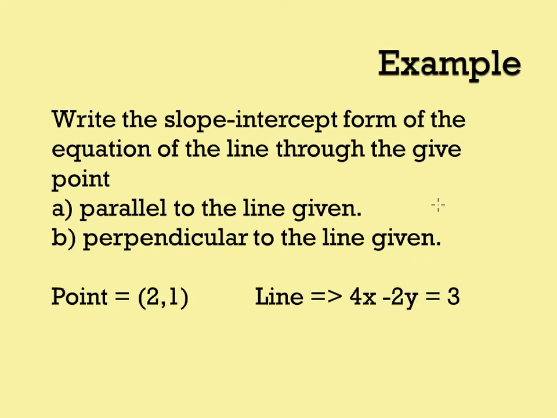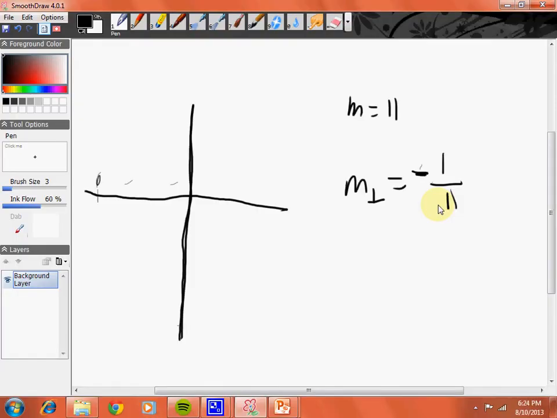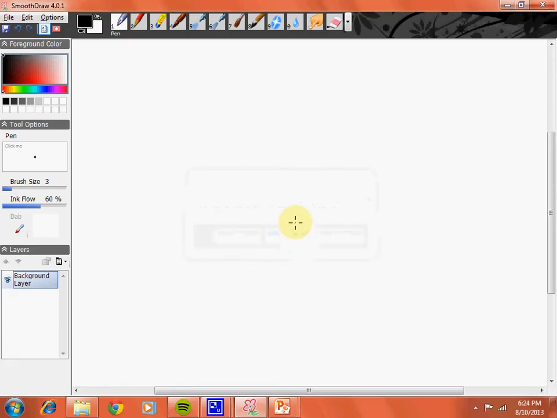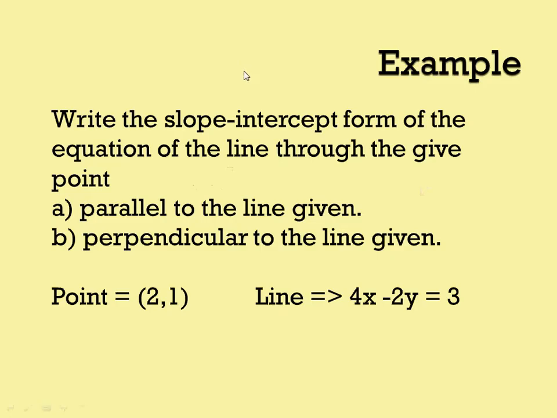So let's do an example. Find a parallel and perpendicular line to the given point and equation. So let's do that. Trying to get this done quick so you guys can go to the mall or play your sports or whatever you do.